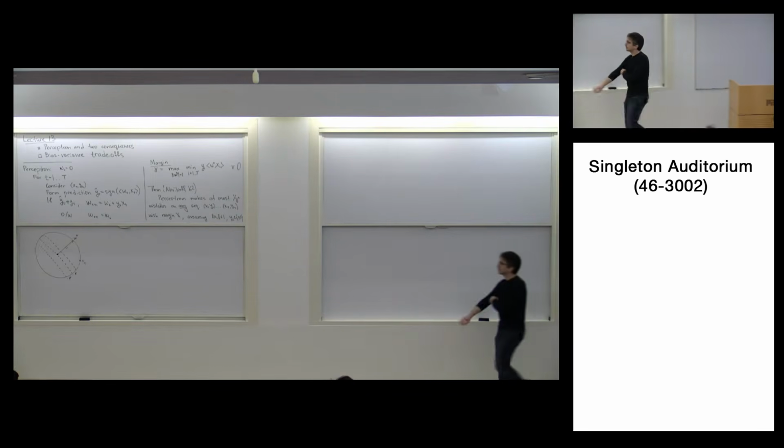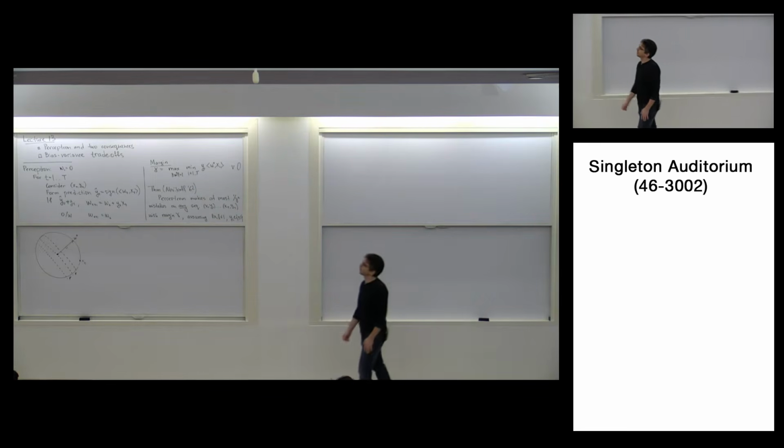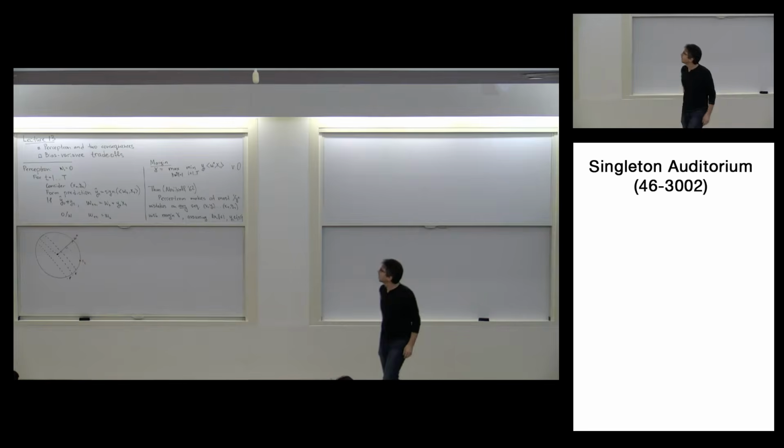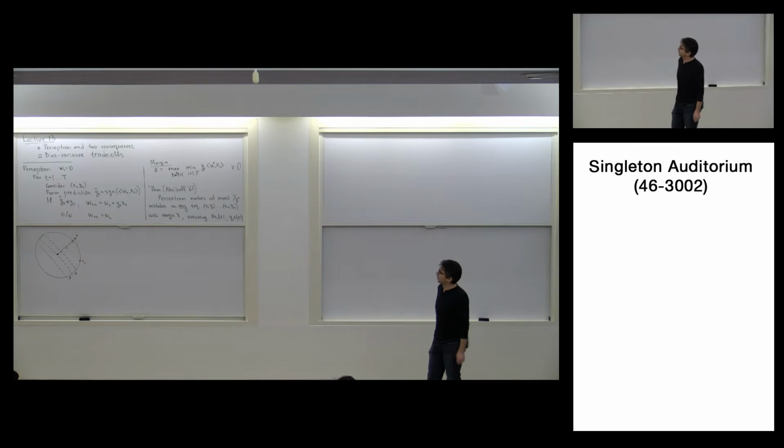Okay, let's start. So this is lecture 13. Today we'll talk about a perceptron. We'll finish up the perceptron from last time. We'll discuss two consequences of perceptron for IID data. And then we'll discuss the bias variance trade-offs.